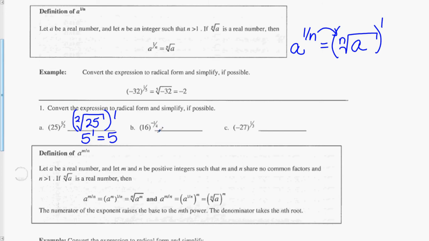I didn't have to write that 2 in the index because remember, square roots are automatically 2s unless there's another number there. This 16 to the negative 1/4, that's going to be the 4th root of 16 to the negative 1 power. Now, looking back at the chart from the previous section, the 4th root of 16 would be a 2, and I'm going to take 2 to the negative 1.